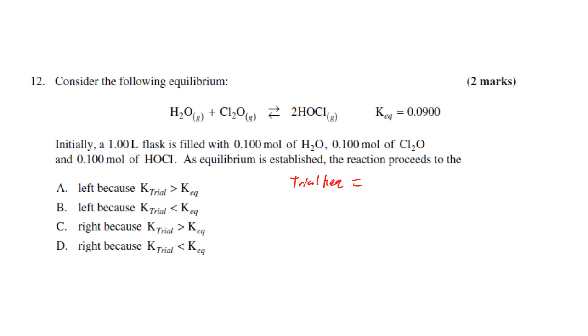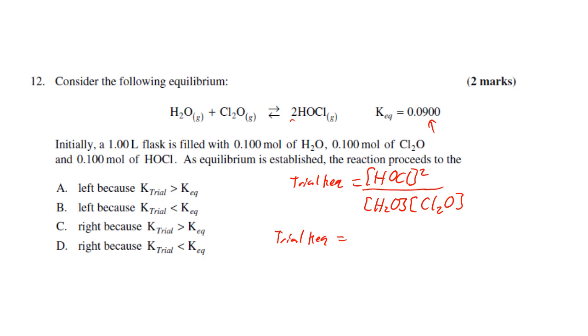Trial KEQ is going to equal the products, HOCl squared, because of the 2 in front, over the concentration of water, because it's a gas, and Cl2O. Everything is a gas here, so everything goes into our trial KEQ expression. So now we're looking at trial KEQ. After we calculate trial KEQ, we'll compare it to the real KEQ. So I don't know what trial KEQ is yet.